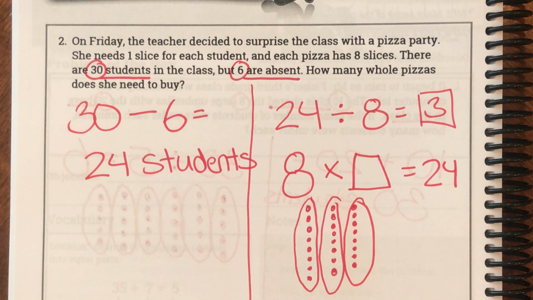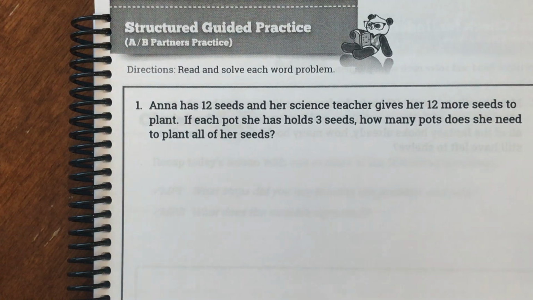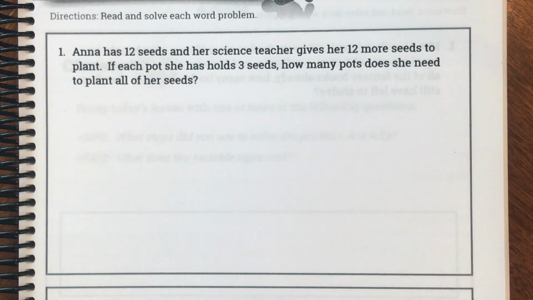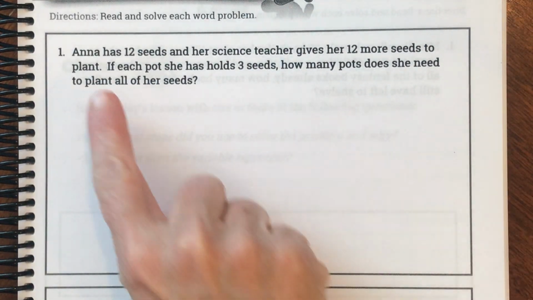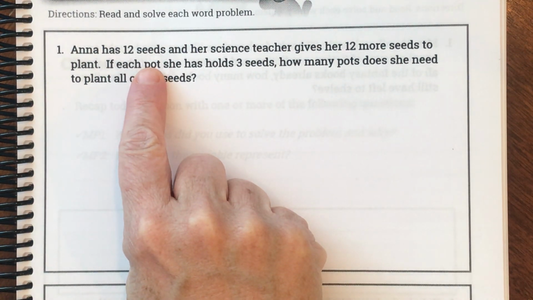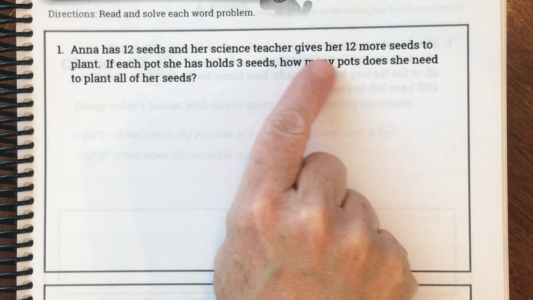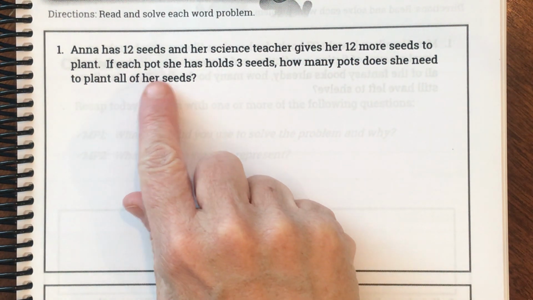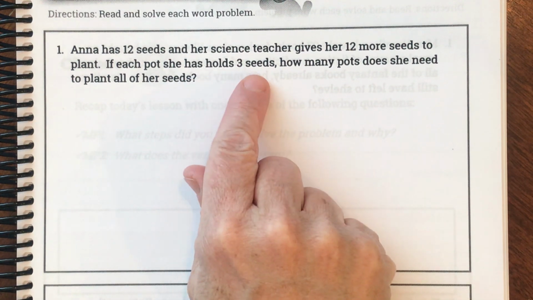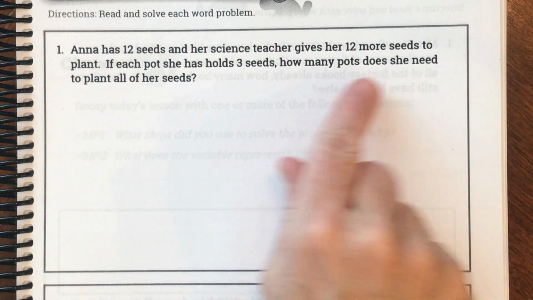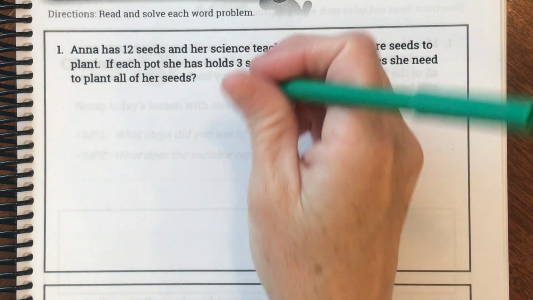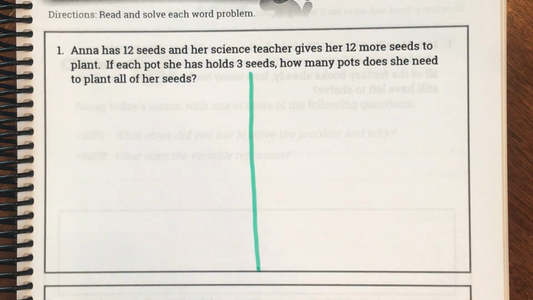Okay, friends, let's do some of these together. We are on page 202, and our first problem says, Anna has 12 seeds, and her science teacher gives her 12 more seeds to plant. If each pot she has holds 3 seeds, how many pots does she need to plant all of her seeds?